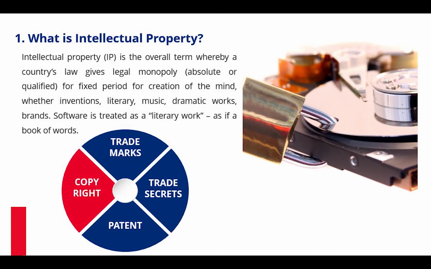It's where a country, by its laws, gives a legal monopoly for a fixed period for a creation of the mind. The only time it's not a fixed period, by the way, is for trademarks. Trademarks can last forever, provided you're using them. But some of these legal monopolies will be 70 years after death, and software is protected by copyright, as you can see. And copyright, certainly in Europe, now lasts for 70 years after death, which is an immensely long time if you think about it.